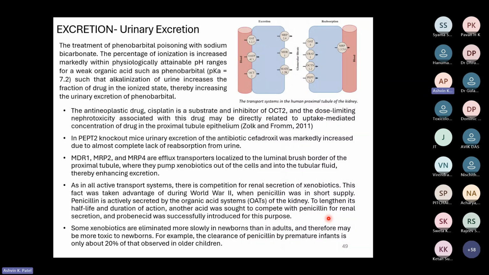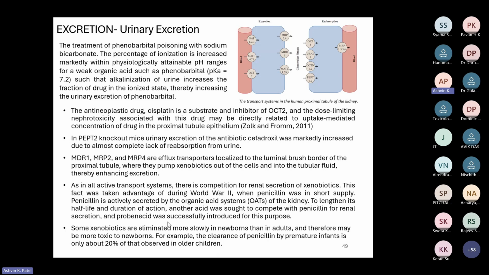The half-life of penicillin is small, so it is immediately removed from the body, and the stock of penicillin was not available. So they had the idea to give probenecid to compete with the OATs transporter, and it was successfully introduced for this purpose in World War II.